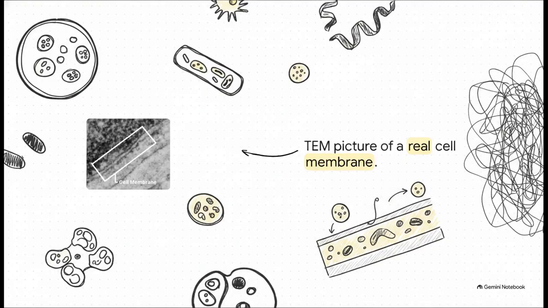Now, what we're looking at here is pretty amazing. This isn't just some textbook drawing. It's a real transmission electron microscope image of an actual cell membrane. You can literally see the distinct layers forming the only boundary that stands between the highly organized machinery of the cell inside and the totally chaotic world on the outside.